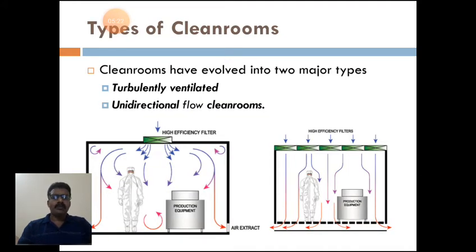Coming to the types of clean rooms. Clean rooms have evolved into two major types and they are differentiated by their method of ventilation. These are turbulently ventilated and unidirectional flow clean rooms. Turbulently ventilated clean rooms are also known as non-unidirectional. A turbulently ventilated room receives clean filtered air through air diffusers in the ceiling. This air mixes with the room air and removes airborne contamination through air extracts at the bottom of the walls.